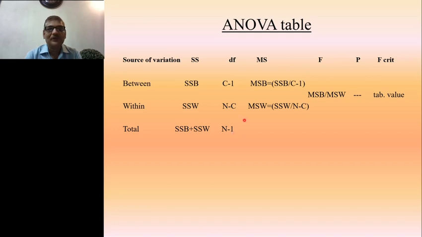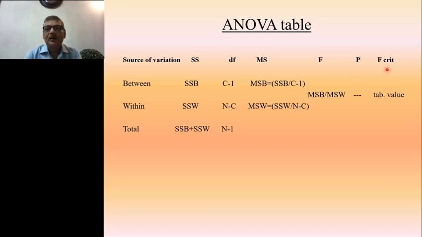Again, MSB will be obtained by dividing SSB by its degree of freedom, and MSW by dividing SSW by its degree of freedom. The F value, which is actually the main value required for this analysis, will be obtained by dividing this MSB by MSW.